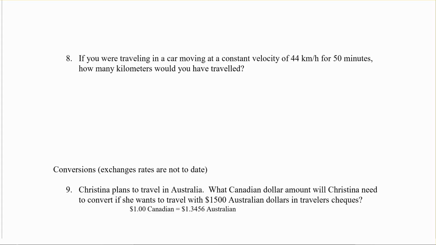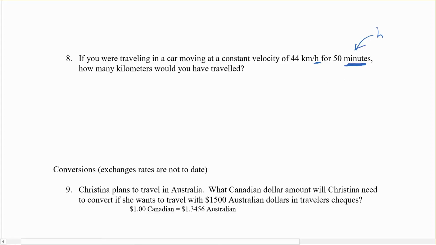If you were traveling in a car moving at a constant velocity of 44 kilometers an hour for 50 minutes, how many kilometers would you have traveled? So what I think is going to be most helpful right now is if minutes and hours, if we had them in the same units. So you could either change hours into minutes or minutes into hours. I find if you've got one that only has 1 unit, it's not something over something else, it's kind of easier just to change this one into probably hours first. So let's do that.